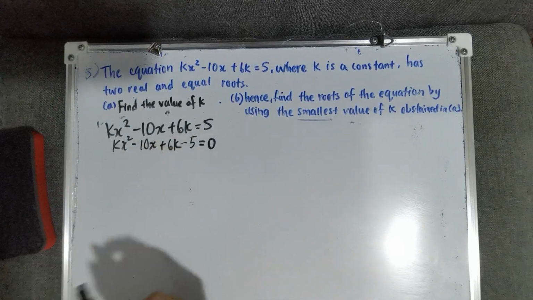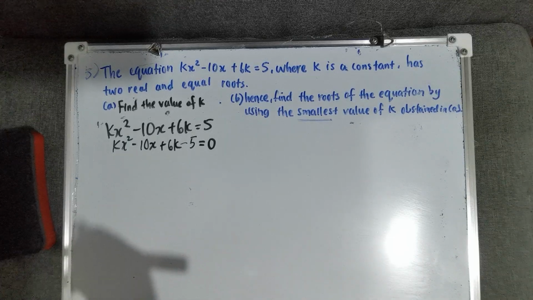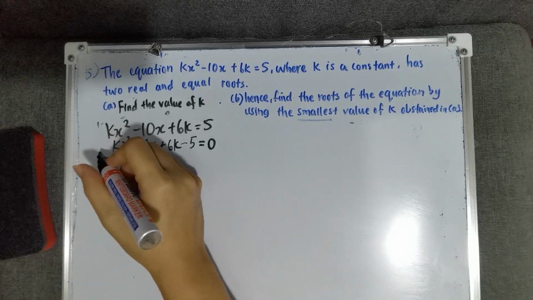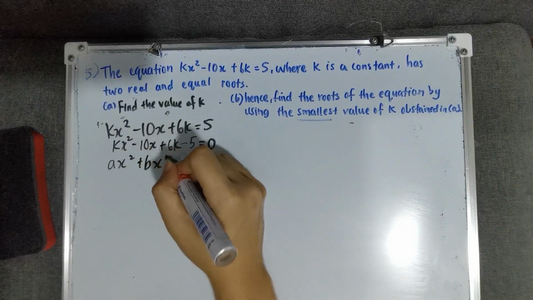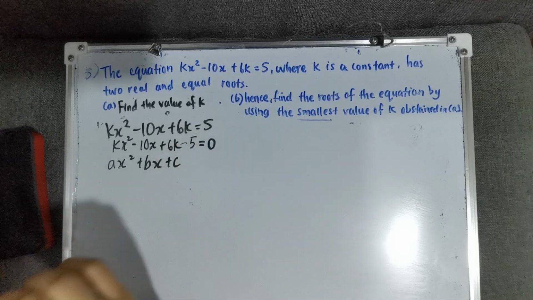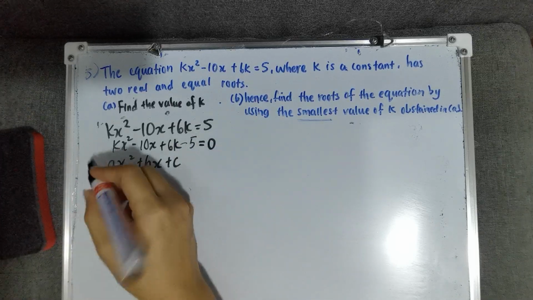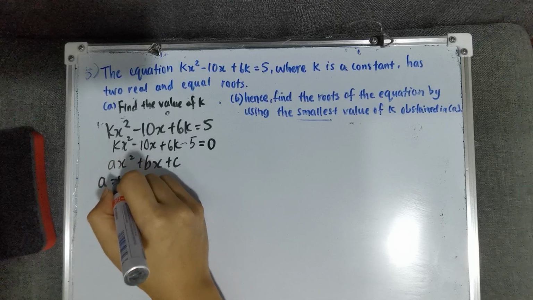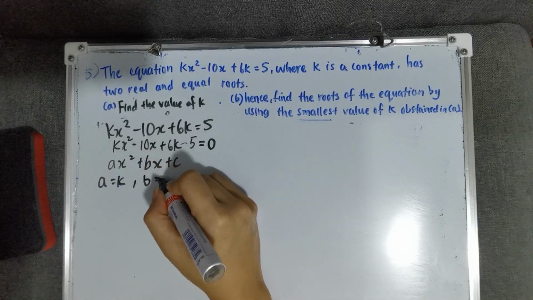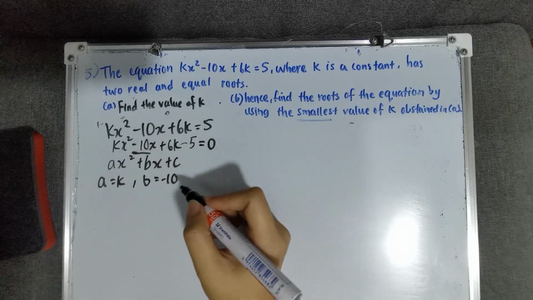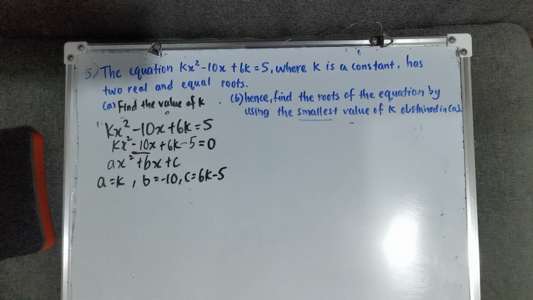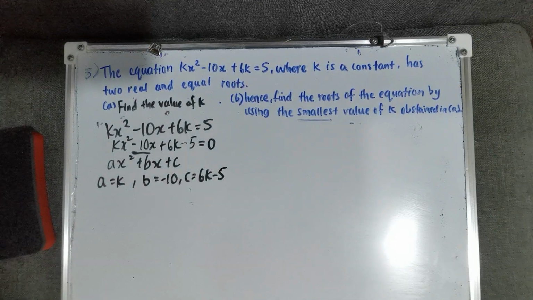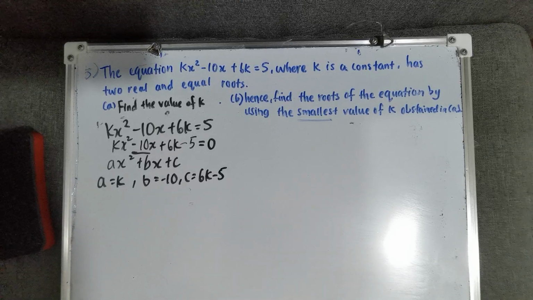The next step, you have to know which is a, which is b, which is c. Like I mentioned just now, ax squared plus bx plus c. So which is a? Your a is k. Your b is negative 10. Your c will be 6k minus 5. So once you identify a is k, b is negative 10, c is 6k minus 5, then we can do the whole thing.